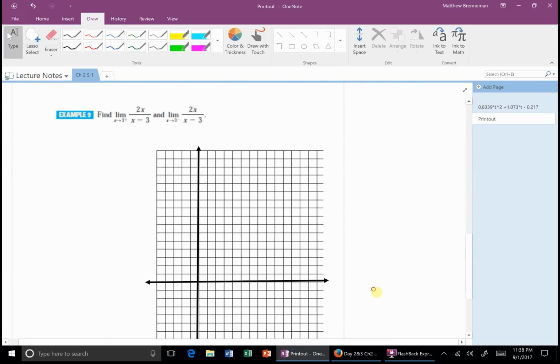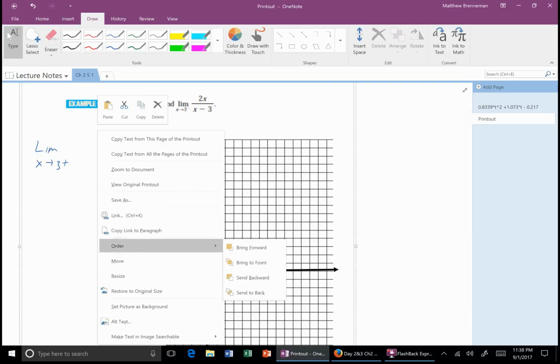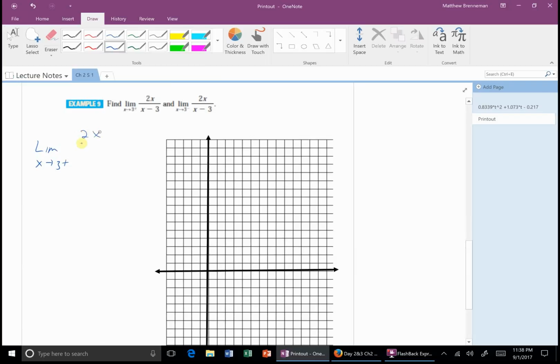Okay. So the last thing I want to cover is this example we did in class. We want to look at the limits from both sides. And essentially what we're going to do is use the fact that the limits for both of these, let's go ahead and look at the limit as x approaches 3 from above of 2x over x minus 3. And I can just make a little chart here, okay? So x approaches 3 from above, I'm going to make a table, x and f of x.